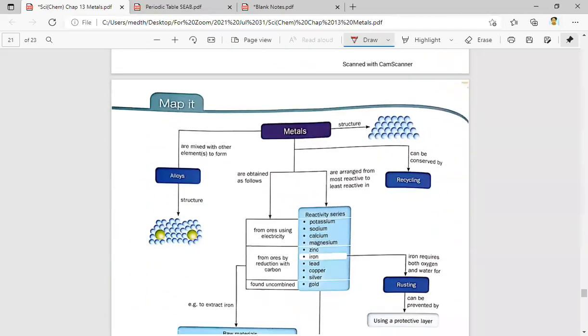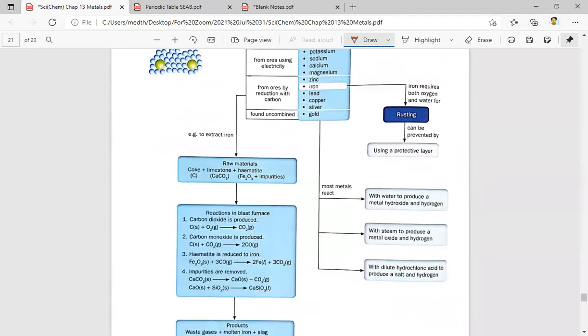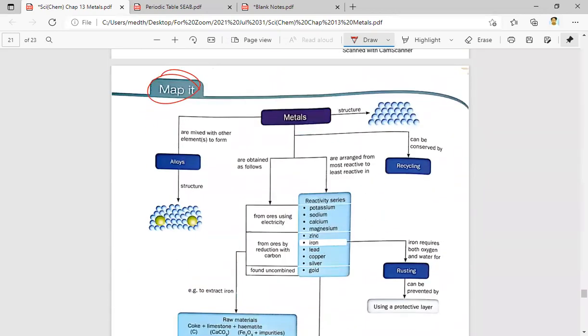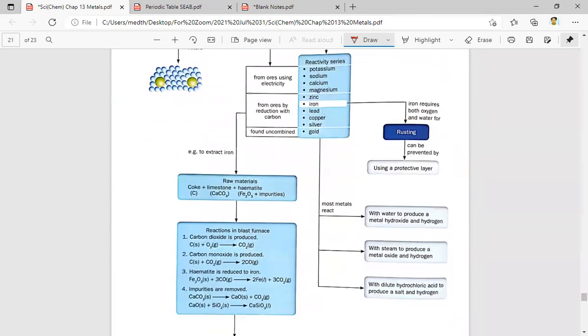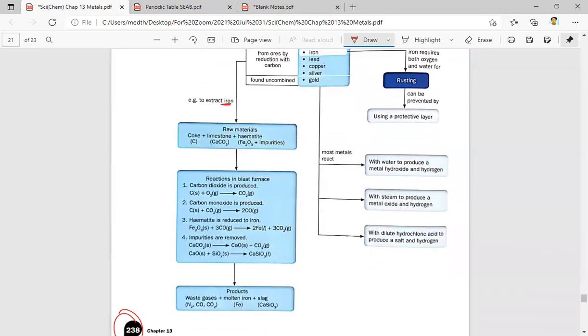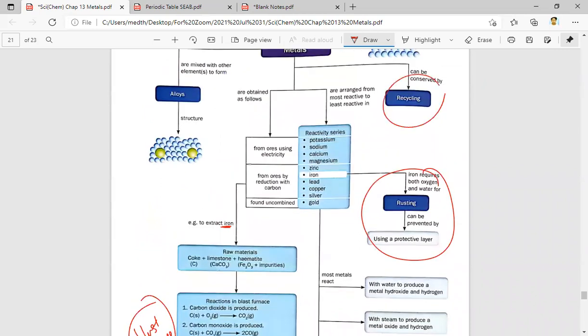In summary, you can look at the map it found on page 238. I thought the map it itself is quite a good summary of what we have covered. So metals, the structure, what are alloys. Next, we went on to the reactivity series, most reactive on the top, least reactive at the bottom. From the reactivity series, we talked about how we can extract metals, but we focused on iron, where we looked at the blast furnace reaction. The reaction in that big cooker is called the blast furnace reaction. And lastly, we looked at rusting and recycling.